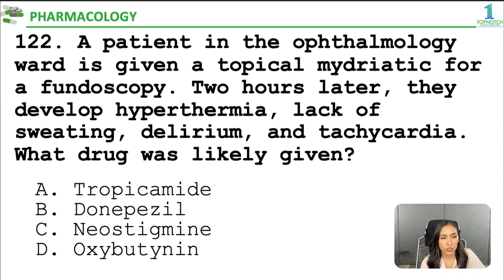A patient in the ophthalmology ward is given a topical mydriatic for a fundoscopy. 2 hours later, they develop hyperthermia, lack of sweating, delirium, and tachycardia. What drug was likely given? And in the choices, puro mga cholinergic, anticholinergic drugs, no? So first you have to determine, is this cholinergic or anticholinergic poisoning? Sabi, sweating, delirium, tachycardia, parang mad as a hatter, red as a beet, hot as a hare, Alice in Wonderland, which is indicative of anticholinergic poisoning.